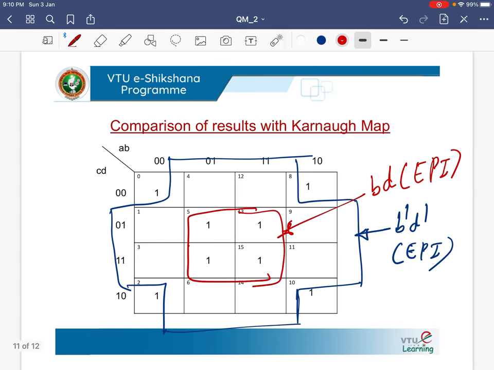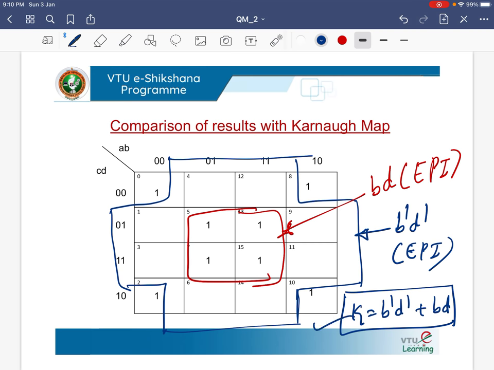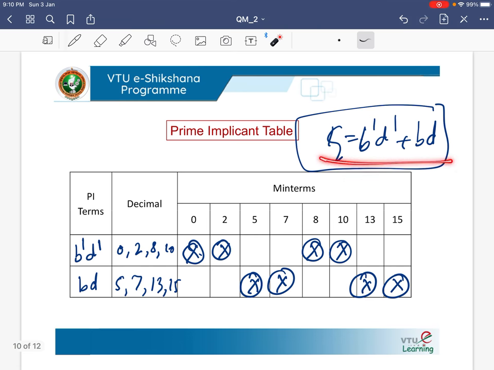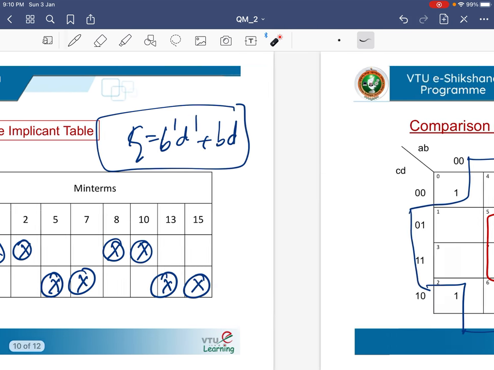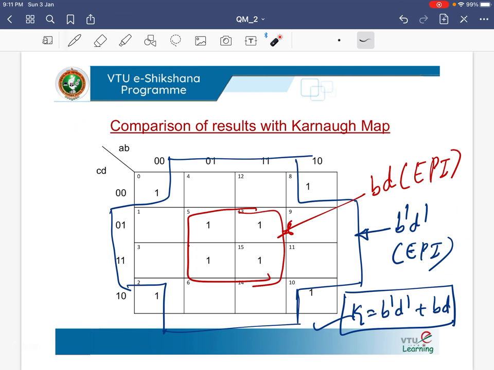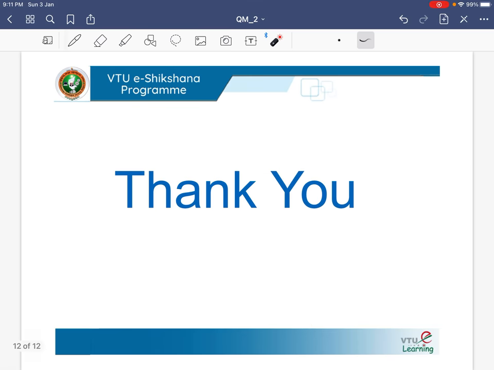Therefore, our final expression would be K is equal to B bar D bar or BD, which is the same as what we have obtained using the Quine McCluskey technique. This is K is equal to B bar D bar or BD, and this is also K is equal to B bar D bar or BD. This is how we can solve problems using the Quine McCluskey minimization technique, and for verification, we can compare that with the Karnaugh map. Thank you.